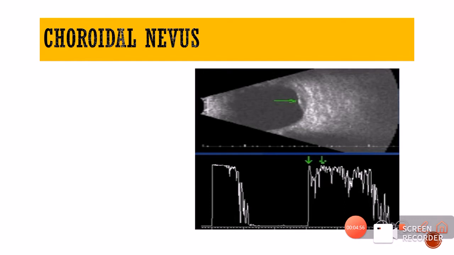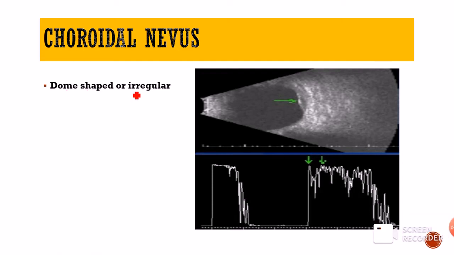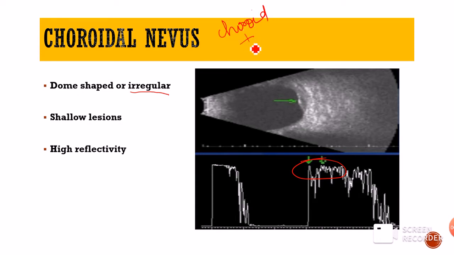Now this picture shows us a choroidal nevus. We can see that a choroidal nevus can also be a dome shaped structure, or it could be irregular in shape. However, the structure will not be as dome shaped as a choroidal melanoma. These are usually shallow lesions, and the reflectivity is usually very high, because the density is different within the structure of a nevus, as it has normal choroid and in that we have the melanocytes. However, in a melanoma, the entire choroid is replaced by densely packed malignant melanocytes.